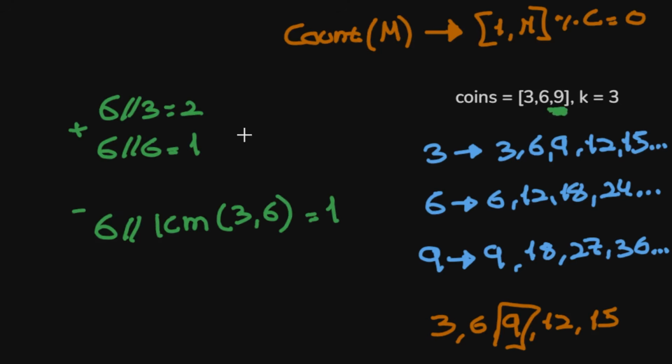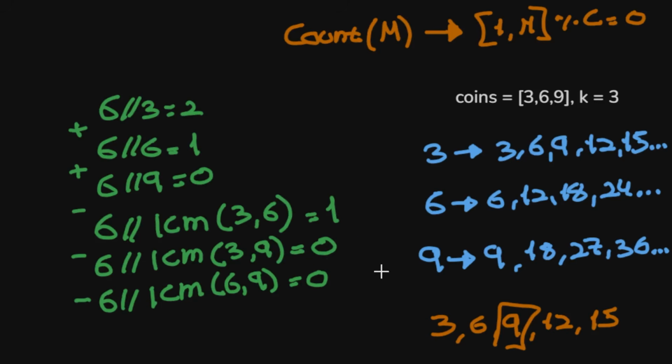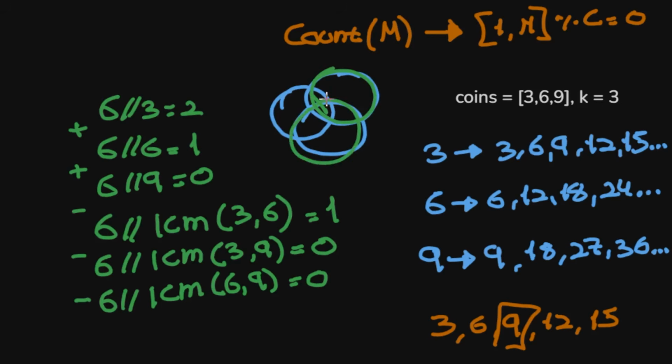For example, here we have a 9. Well, we need to add the contribution of this unique element. So we do 6 divided by 9 and the result is 0. Then we need to subtract intersection points. Here we are subtracting the intersection point of 3 and 6. We need to do the same with 3 and 9 and with 6 and 9. This is equal to 0 and this is equal to 0, but now we have another problem. When we combine these two elements, we are removing this intersection. When we combine these two, we remove this intersection, and when we combine these two, we are removing this intersection.